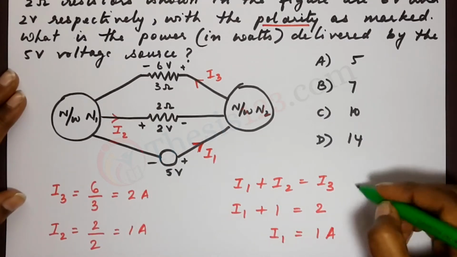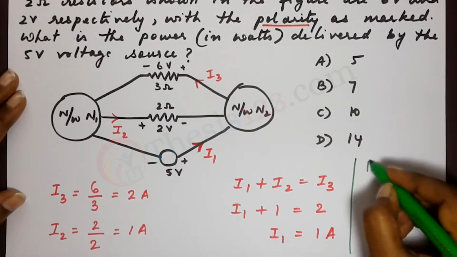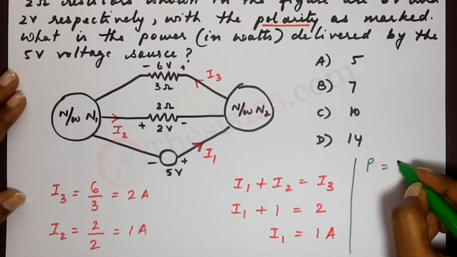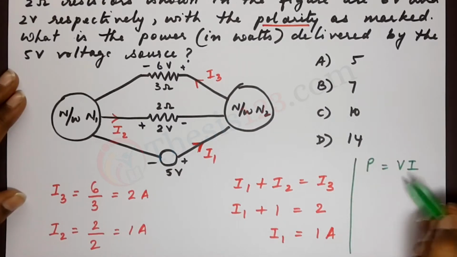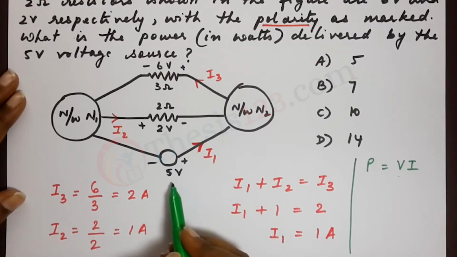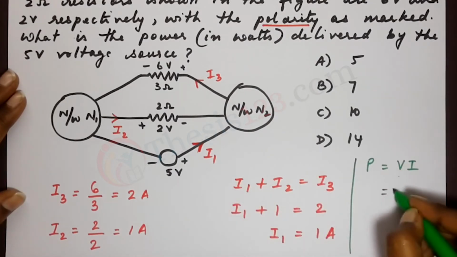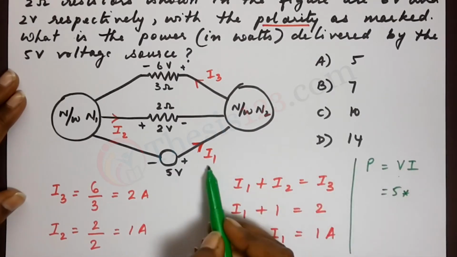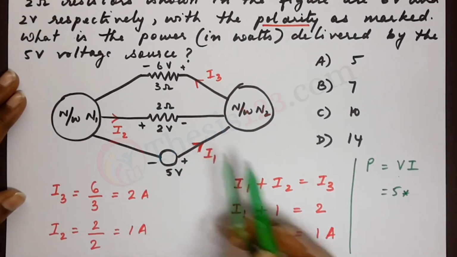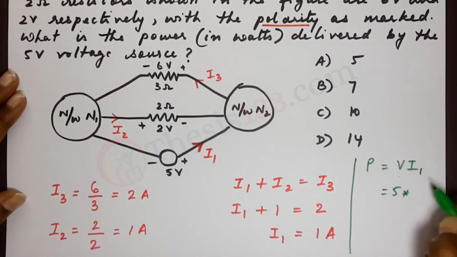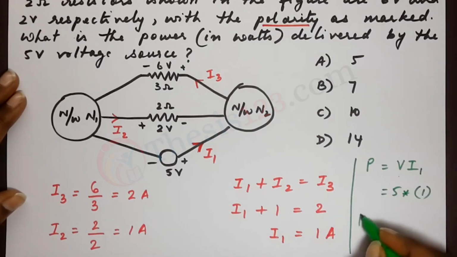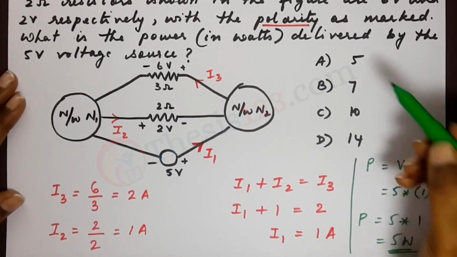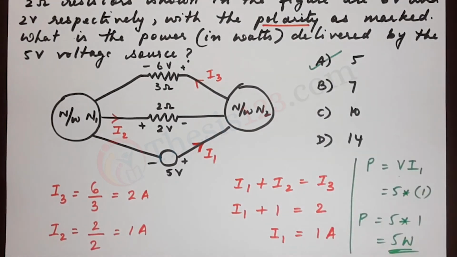Let me write it down here. Now the power delivered is just simply VI. Now V is the value of the voltage source, which is 5, and I is the current that is passing from it. So that's I1, which is 1. So power is 5 times 1, which is 5 watts. Well, the answer here is A, option A.